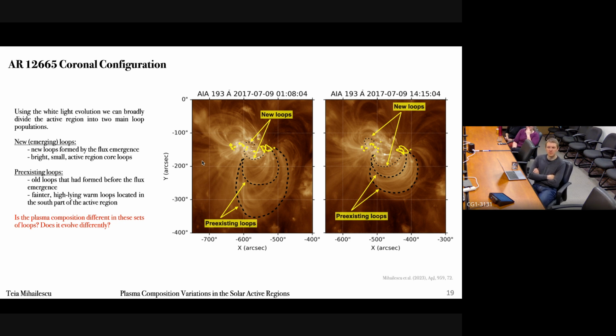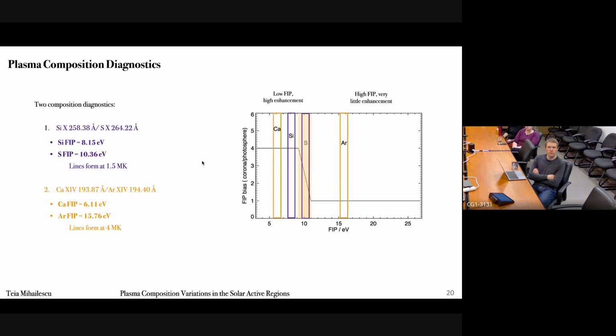So we measured the FIP bias in those two sets of loops, and we used two different diagnostics for this: the silicon-10 to sulfur-10, and the calcium-14 to argon-14. There are two main differences between these diagnostics. The first is the difference in the ionization potential between the elements involved. Silicon and sulfur are relatively close to each other, but calcium and argon are further away.